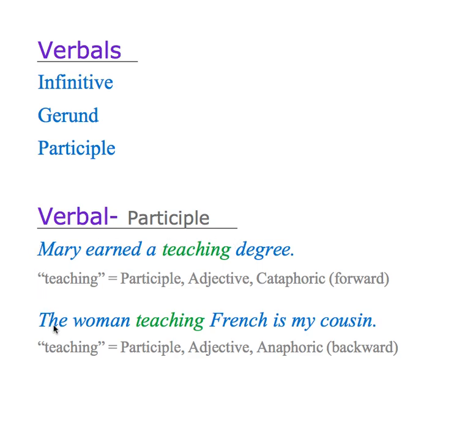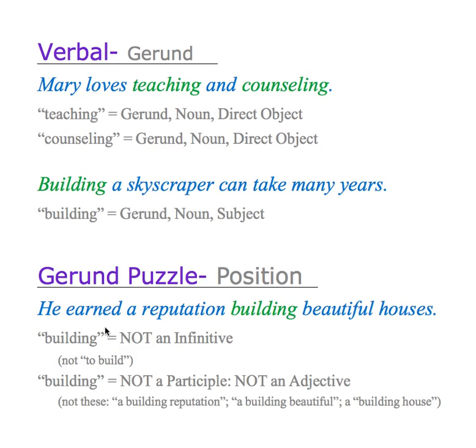Then I introduced this sentence, which created the participle puzzle, which I solved. The woman teaching French is my cousin. We see that teaching here is indeed a participle. It's functioning as an adjective, and the modification is backwards. In other words, teaching is modifying backwards to woman. And the phrase teaching French, of course, is the full phrase modifying back to the word woman. So I talked about that at length, and I showed how it's not as complicated as you might think when you first hear it. All right?